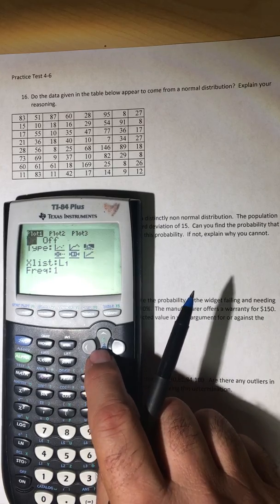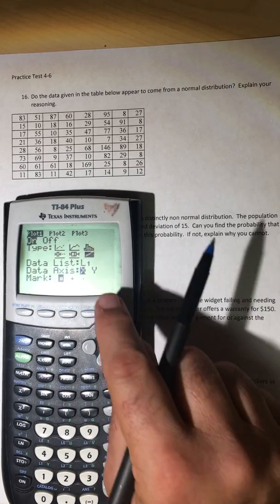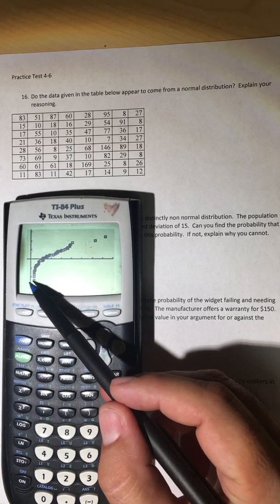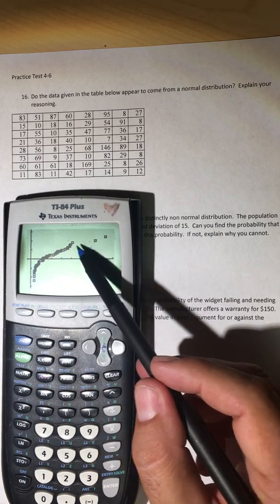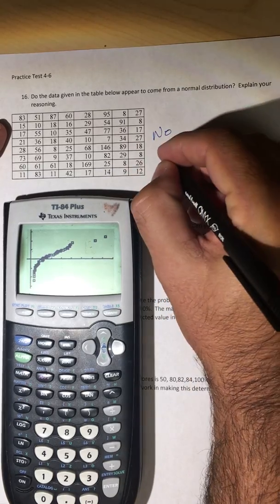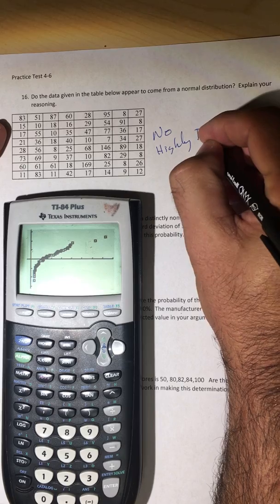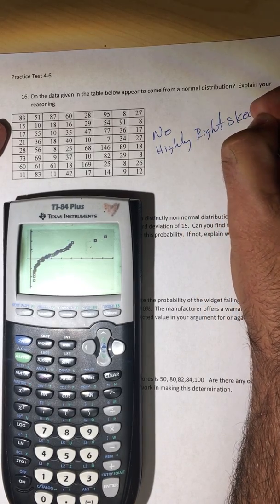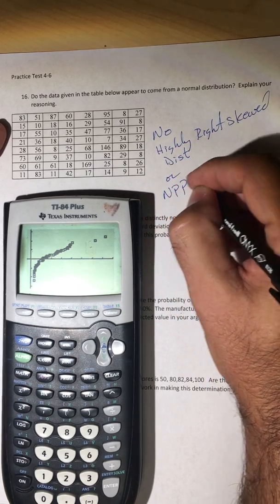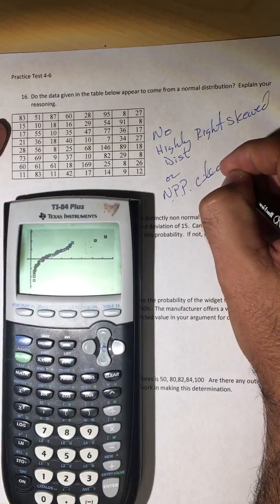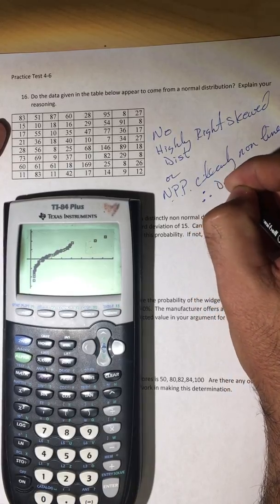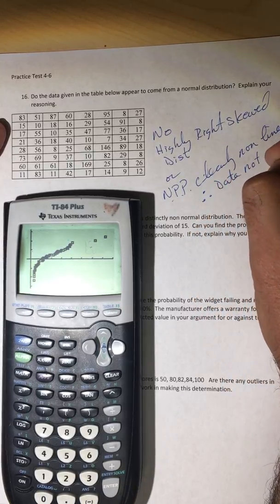Or I could look at the normal probability plot. So there's my data, zoom 9. This should come out to be linear, and it's clearly non-linear. It's got this dramatic bend in it. So therefore, you would say, no, it's a highly right-skewed distribution. Or we could say the normal probability plot is clearly nonlinear. Therefore, the data is not normal.